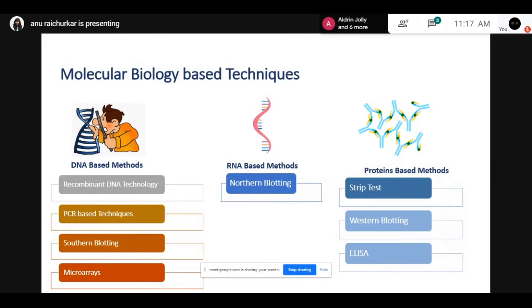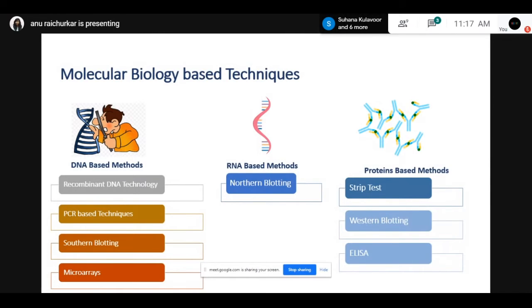I'm sure you might have heard of BT cotton or BT brinjal. These crops are developed with the help of this technology called recombinant DNA technology. I will be explaining recombinant DNA technology more in detail further on, but here I'm just introducing these terms. The second method is called PCR. What exactly is PCR? PCR stands for polymerase chain reaction.